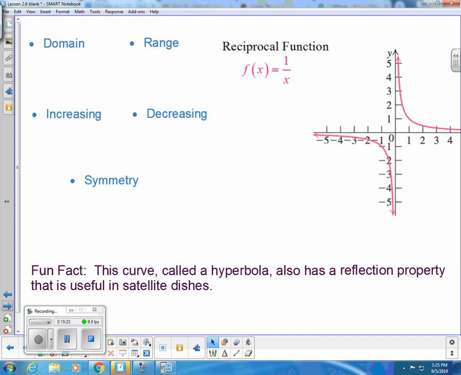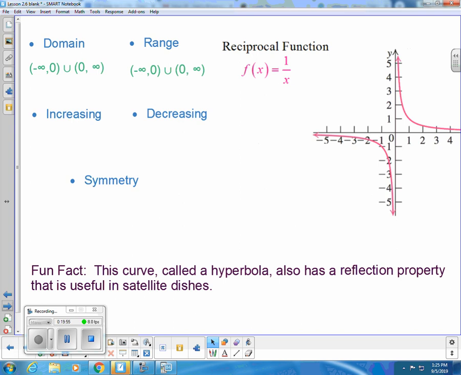Reciprocal function, 1 over x. That's the reciprocal. Right now, I can't have what in the denominator? 0. So even if I didn't have that picture, I have the equation. I know there's a restriction there. X can't be 0. The range. Is it possible to get a 0 answer? No. If you look at the graph, you'll see there's a vertical asymptote and a horizontal asymptote. There's 2 asymptotes there, one vertical, one horizontal.